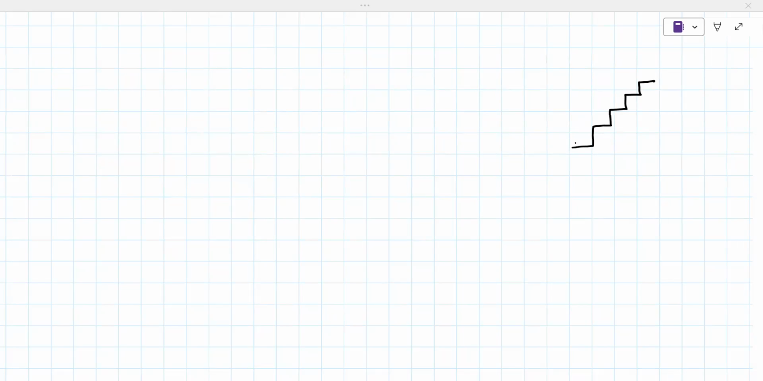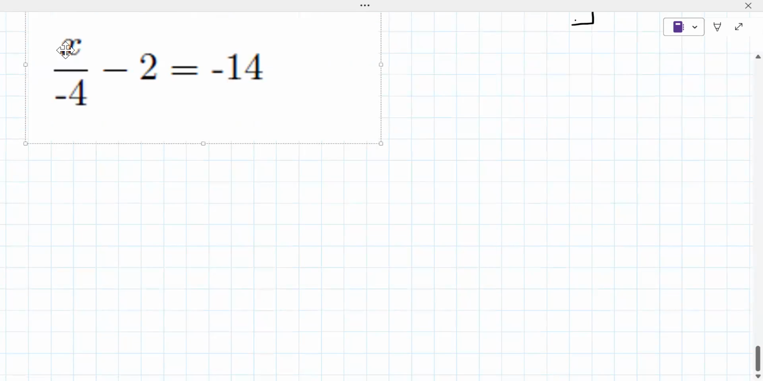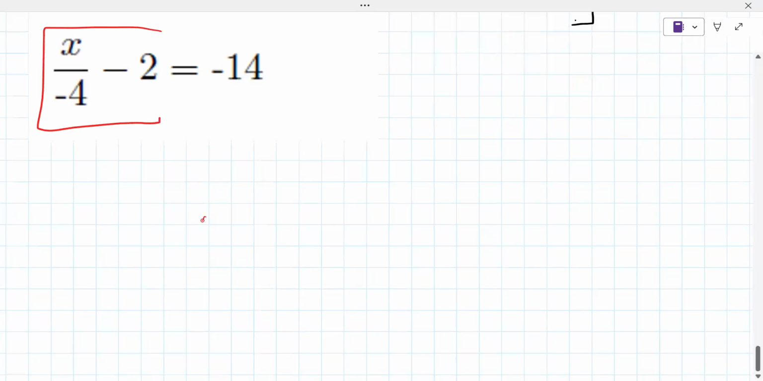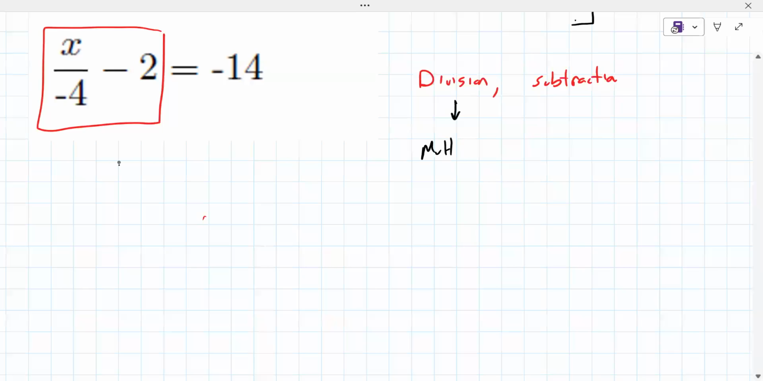So let's look at a new problem here. I'll work out an example and we'll just keep doing the same thing here. x divided by -4 minus 2 equals -14. So more generally, what you do is you always look at the side with the variable and you say, okay, there's division and there's subtraction. Do you agree with that? There's division by -4 and subtraction of 2. Yeah. Now you undo division with multiplication. You undo subtraction with addition.